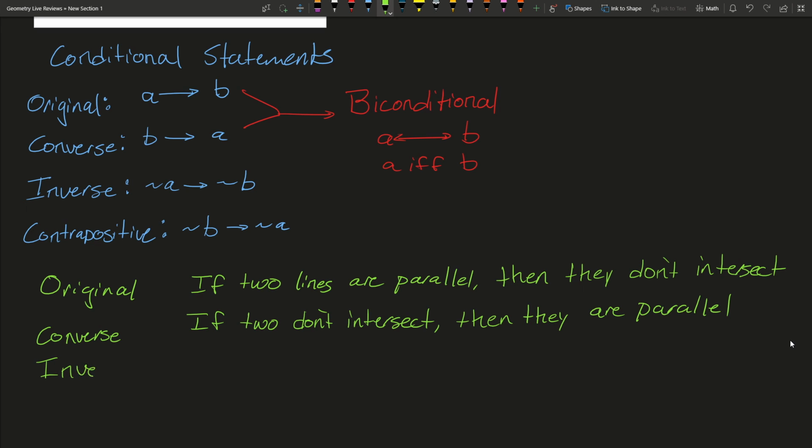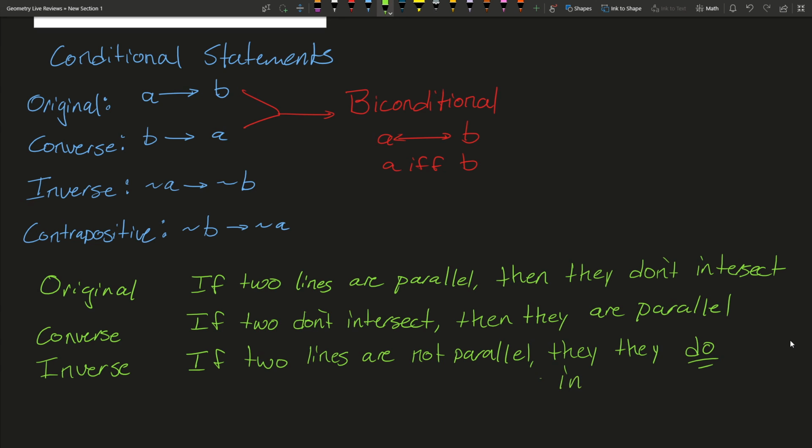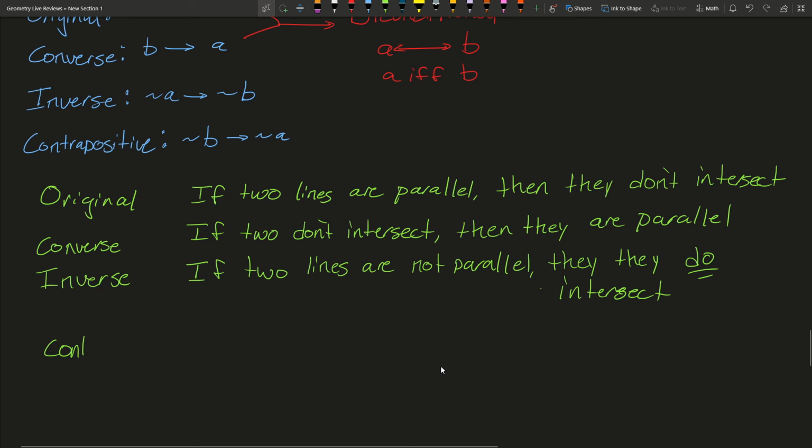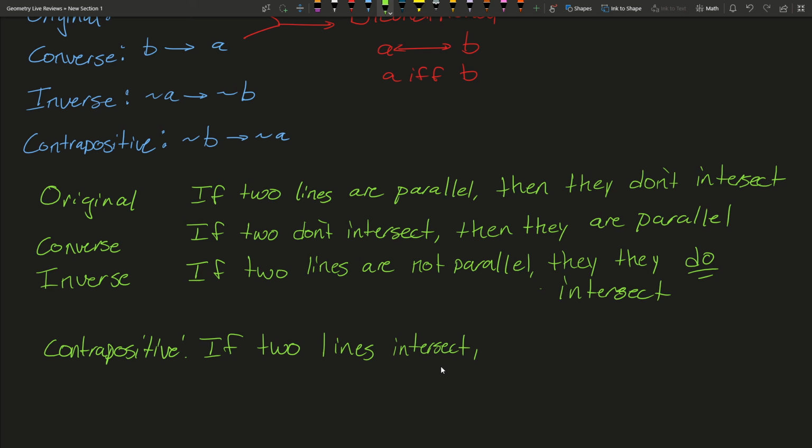The inverse would be if two lines are not parallel, then they do intersect. And the contrapositive would be if two lines intersect, then they are not parallel.